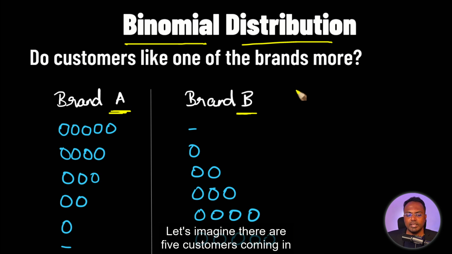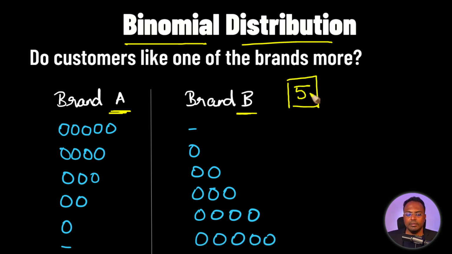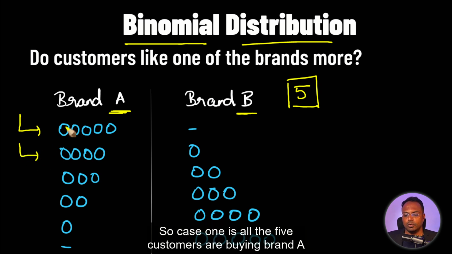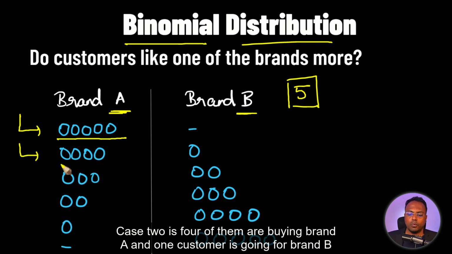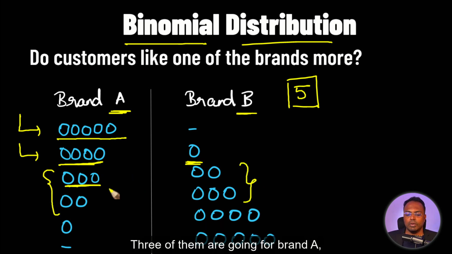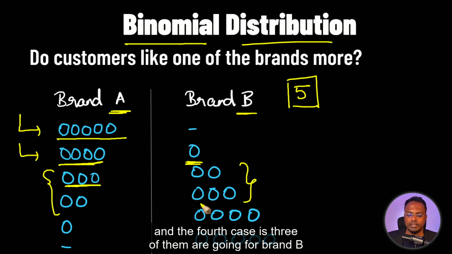So, let's imagine there are 5 customers coming in. Amongst these 5 customers, any one of these cases is possible, right? Case 1 is all the 5 customers are buying brand A. Case 2 is 4 of them are buying brand A and one customer is going for brand B. The remaining 2 cases are like the opposites. 3 of them are going for brand A, and the 4th case is 3 of them are going for brand B.